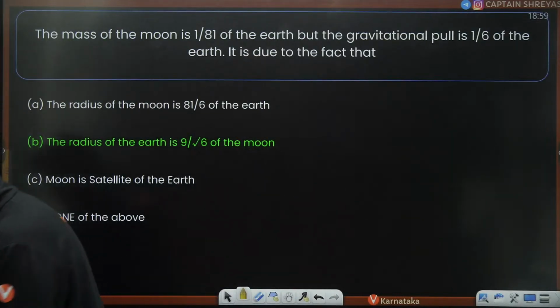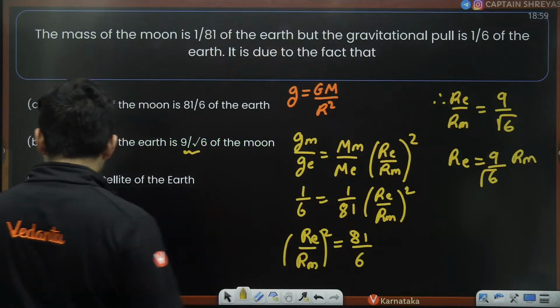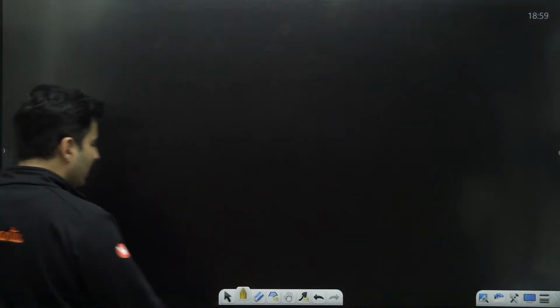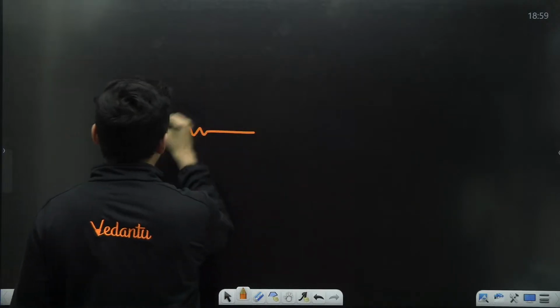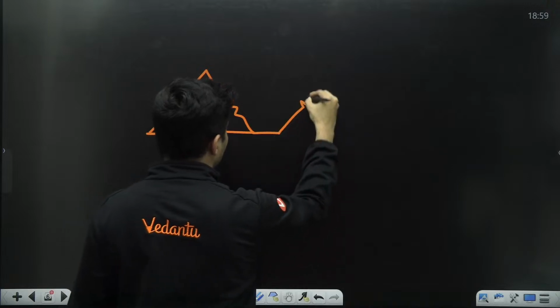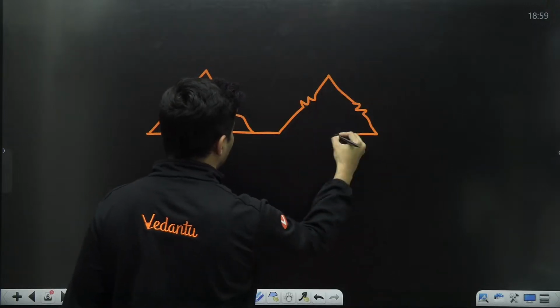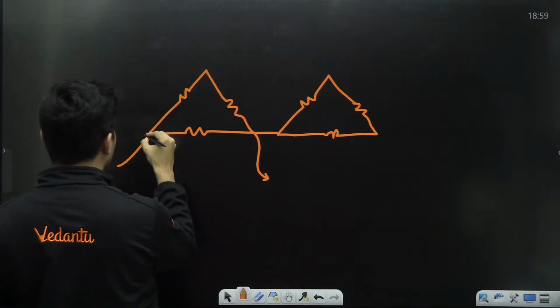Sir, but it is connected. No, how can you say correct? Current will never pass. See, just because something is connected does not mean current will pass. Look at this. This is one resistor, this is one resistor, this is one resistor, like this. This is the outlet, this is the inlet.